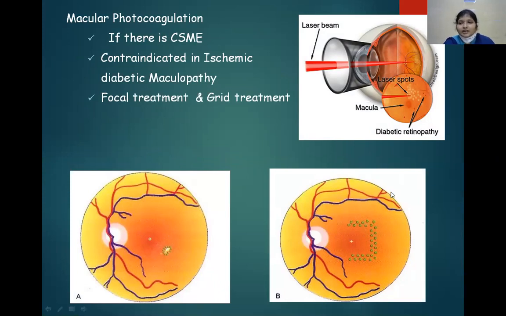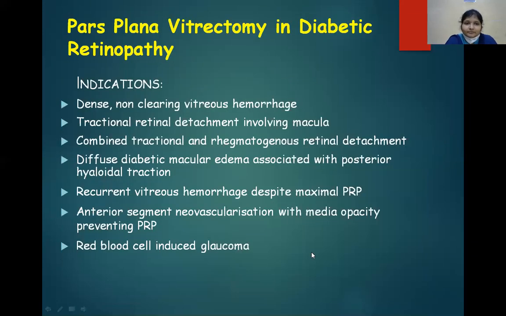In ischemic maculopathy, we should not do laser photocoagulation because already the tissue is ischemic there. By doing laser, again we are converting it into more ischemia, so the patient develops more vision loss when we do laser in ischemic maculopathy. So there are two types of treatment: focal and grid.